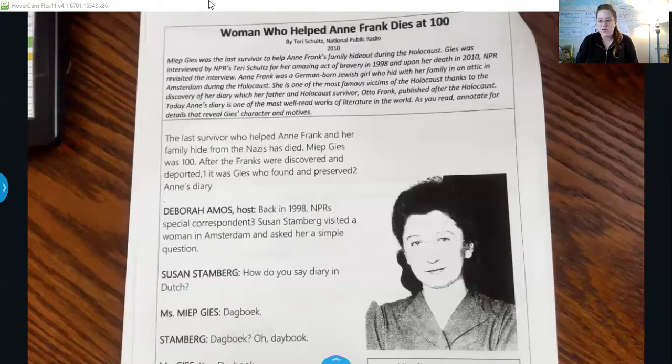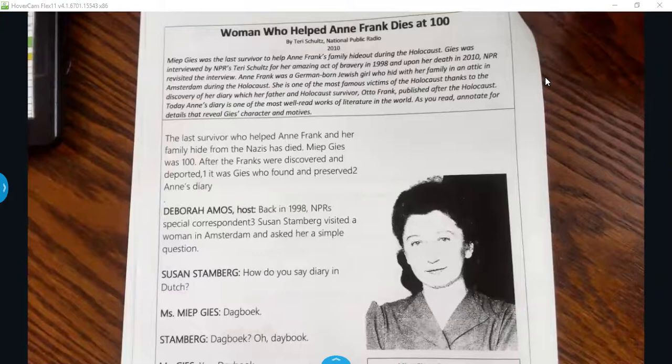So as we read today, I want you to think about that, but I also want you to think about how are these experiences, again, similar to our story of Number the Stars. So we're going to be noticing some similarities between the two texts, and I want you guys to be thinking about those as well. So let's go ahead and jump right in.